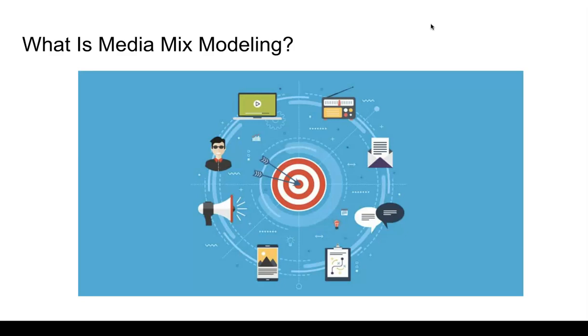So in simple terms, I'm going to call media mix modeling MMM. MMM uses the historical data and the statistical modeling to tell you which channels are driving results and how we can reallocate the spend for maximum return.